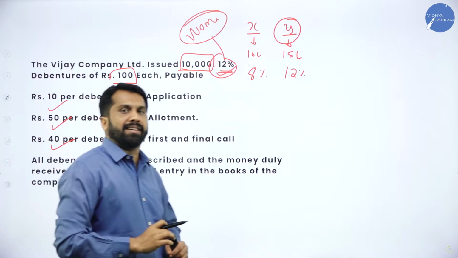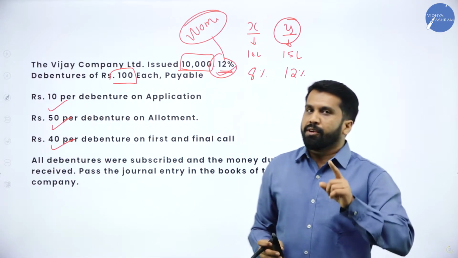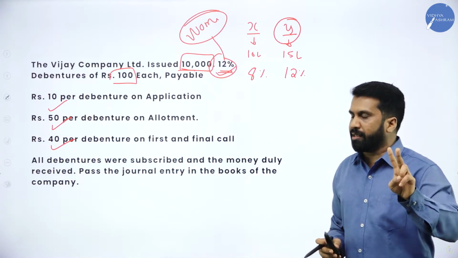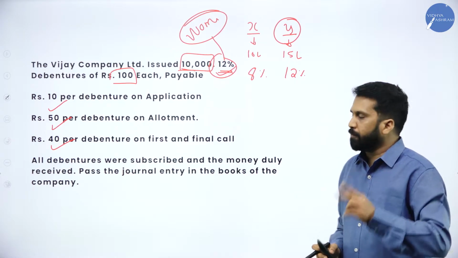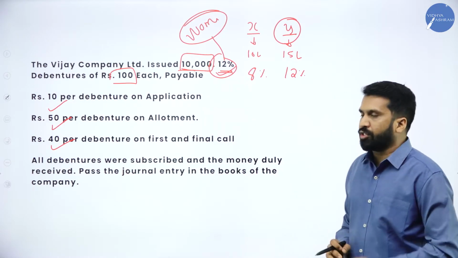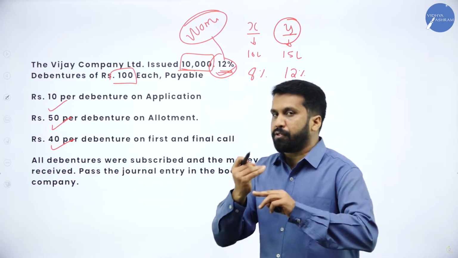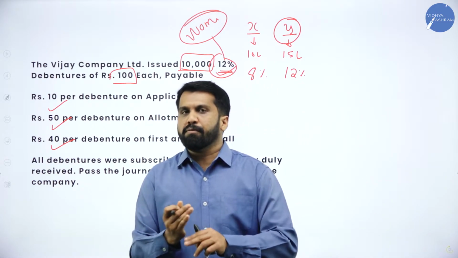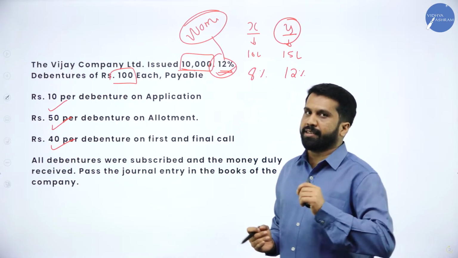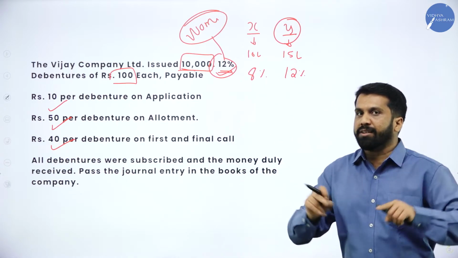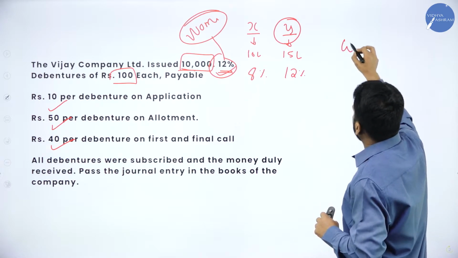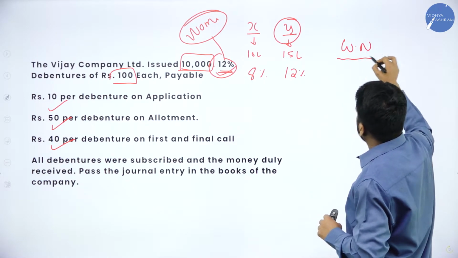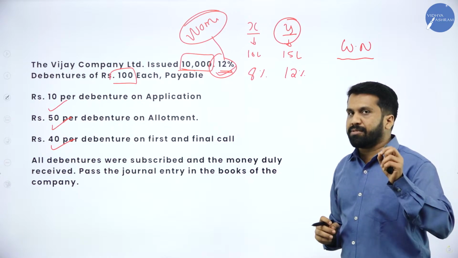first and final call. As I told you, for application you have 2 journal entries, allotment 2, first and final call 2. Once you read your question, what is the procedure of doing your answer? Before you start with your journal entries, a small working note you have to do. The working note is very simple.